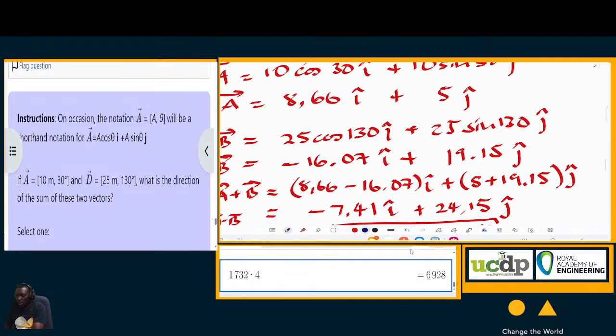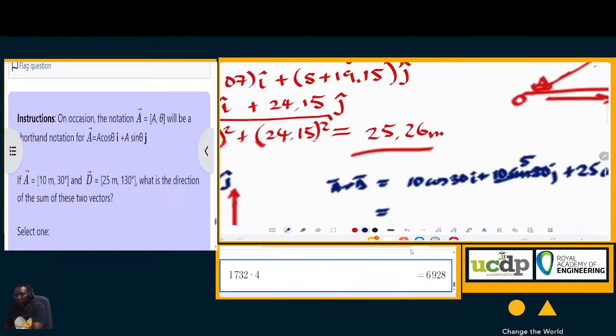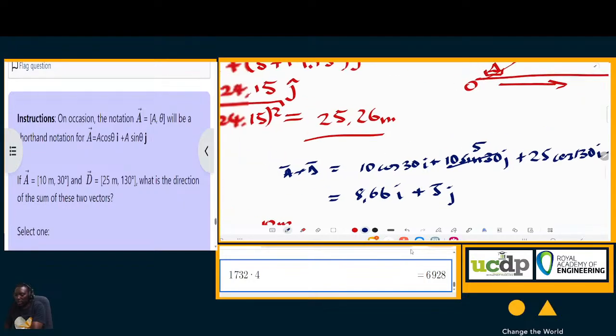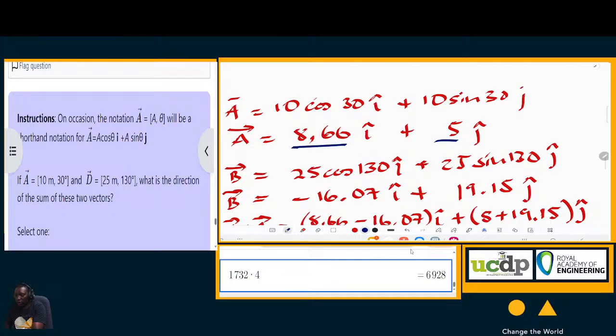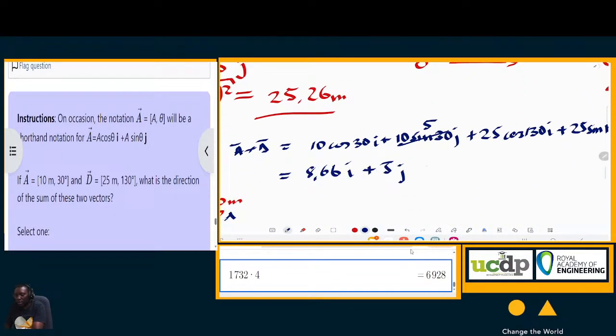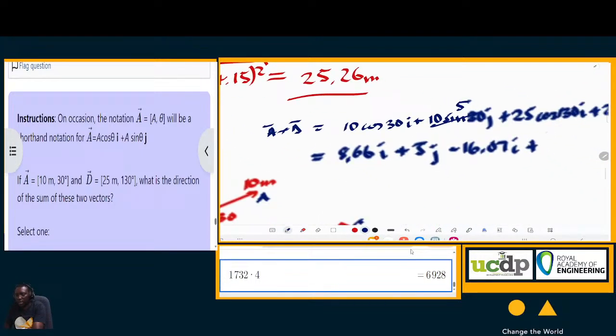Yes, the 5 there, 10 cos 30, 10 sine 30, 25. So we have these values, 8.66 and 5, so that's cool. So 8.66 I plus 5 J. So at least you guys gave us some good values here, minus 16.07 I, plus, what's the last one? 19.15 J.